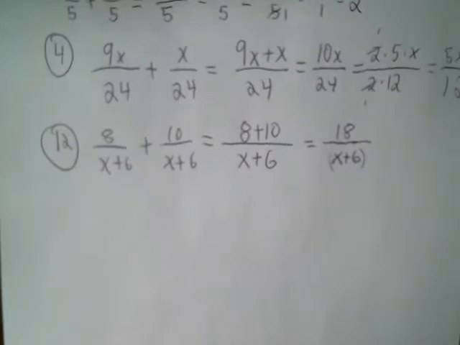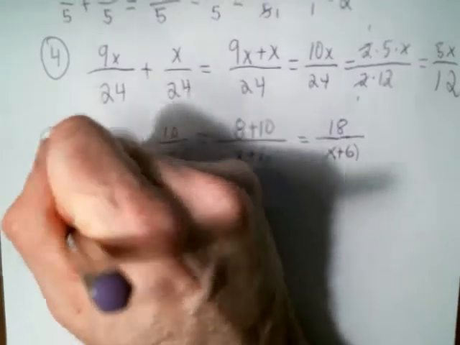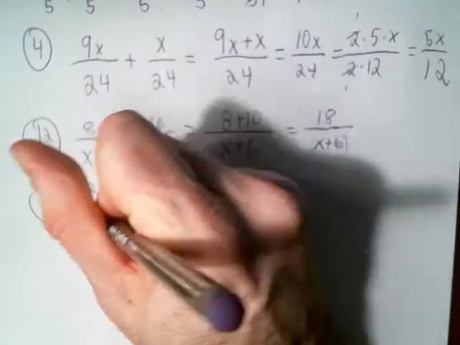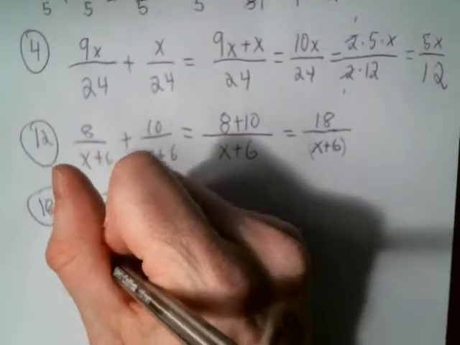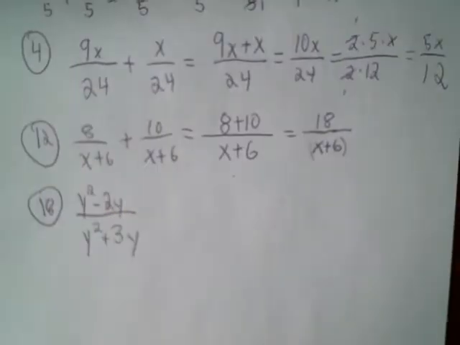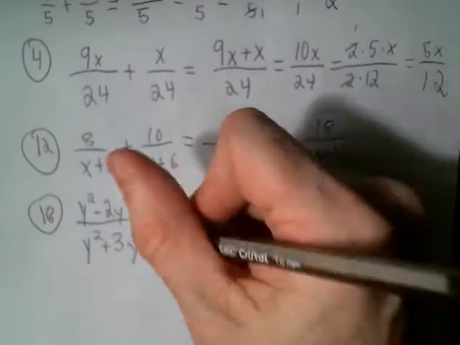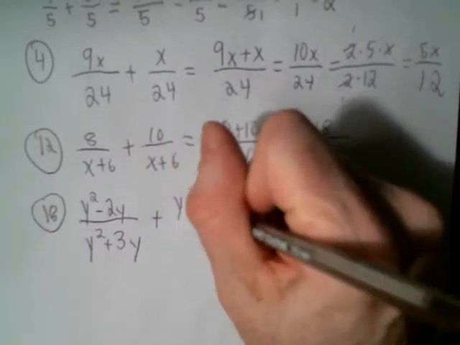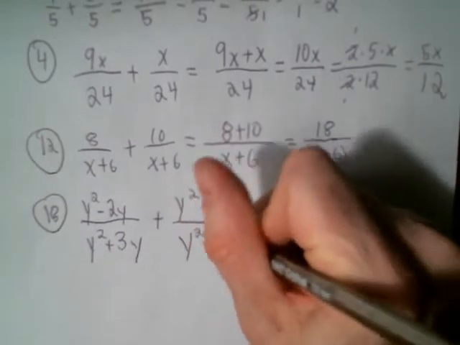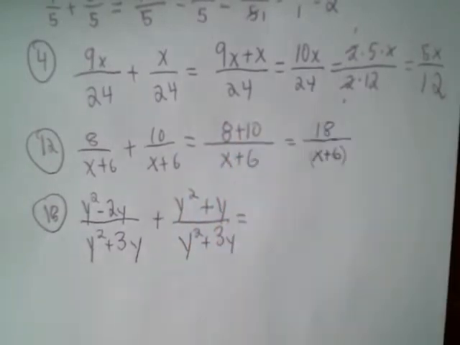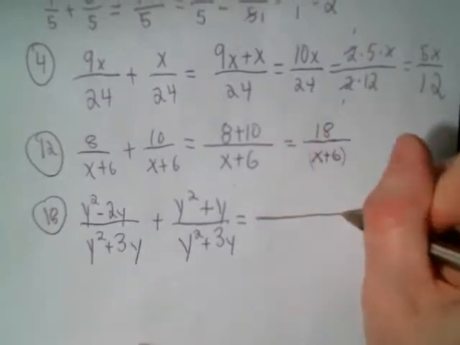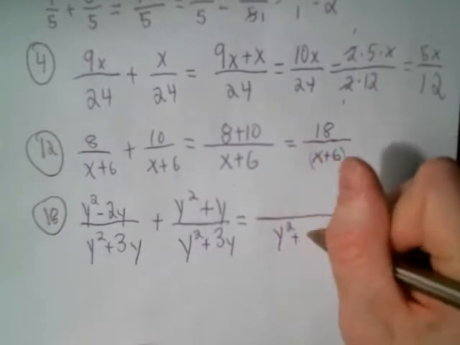Okay. Let's try 18. Okay. So again, we have the same denominator, so we're going to add the numerators over the common denominator.